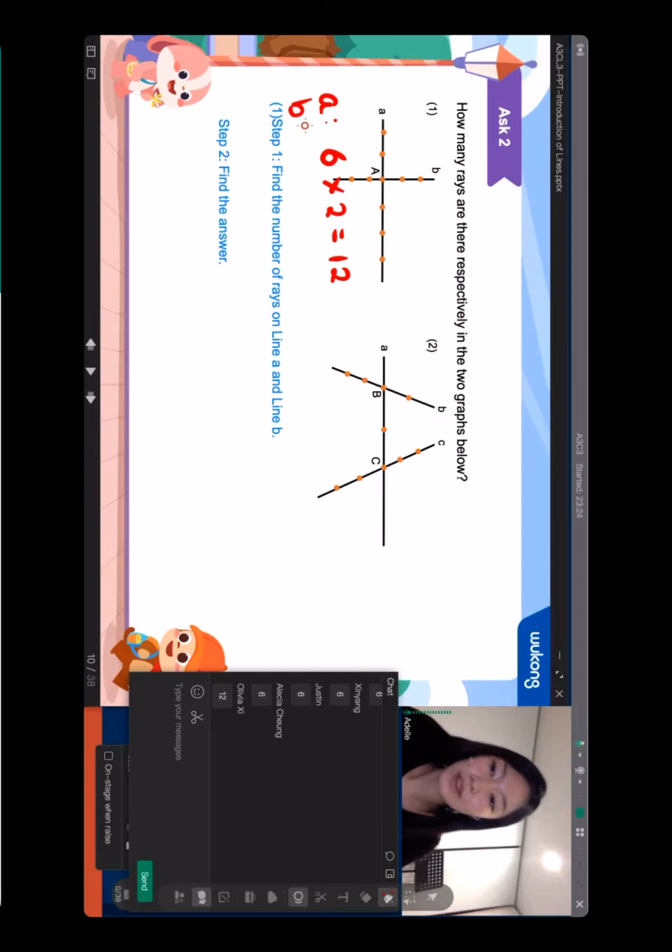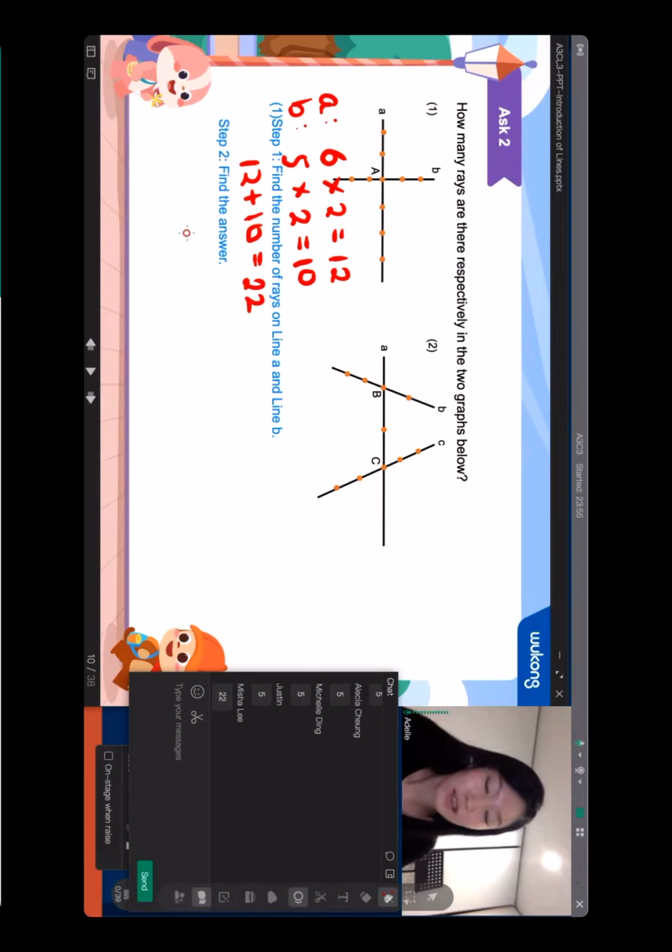Now we're going to look at line B. How many endpoints is there on line B? Yes. Okay, good job, Chantel. So we have 5 endpoints on line B, and we're going to multiply by 2 again to give us 10 rays in total. And then we're going to add them together. So we're going to add 12 plus 10, which will give us 22 rays in total. Okay, good job.